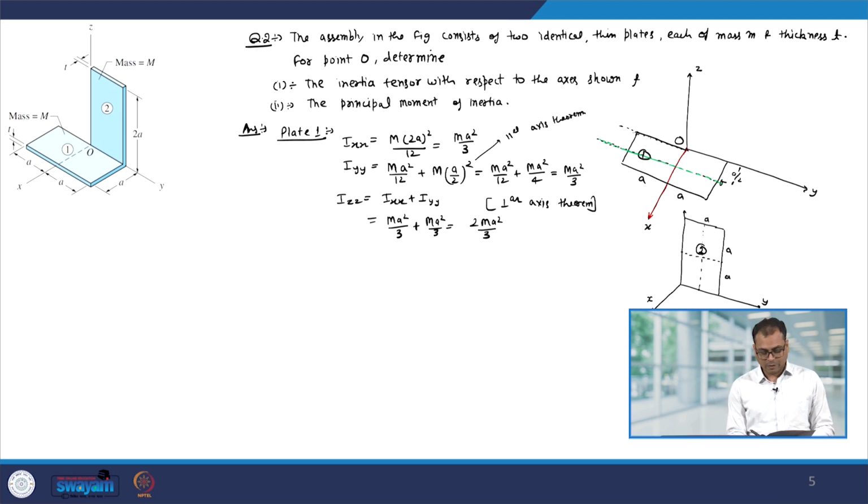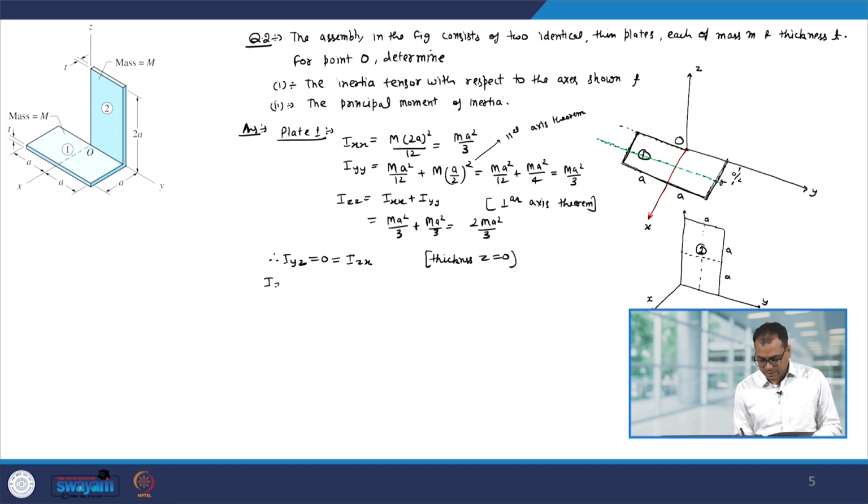Now, let us look at the product of inertia. Note that the thickness of the plate is very small, it is a thin plate. So, therefore, in the z direction it will be 0 because the thickness is small. So, I have thickness z equal to 0, therefore, I_yz is m into y into z, but then z is equal to 0, therefore, this will be equal to 0, and also I_zx will be 0 because again z is equal to 0.